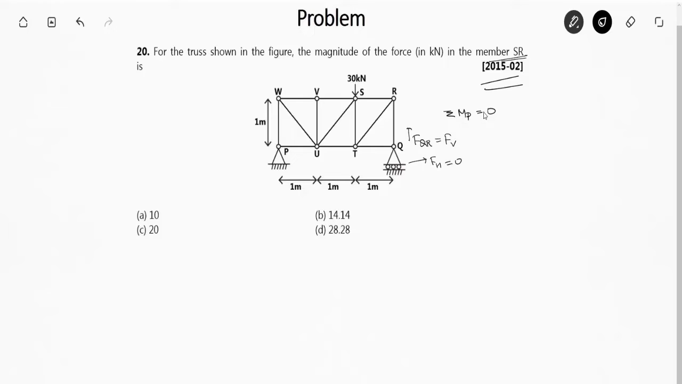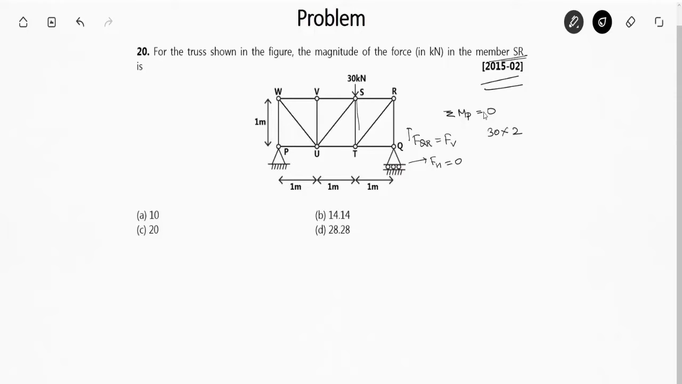So the horizontal force at H is equal to 0. They have only vertical components. So FQR is equal to FV for this particular case. So we will write the equation as 30 into the distance, which is 2 meter.